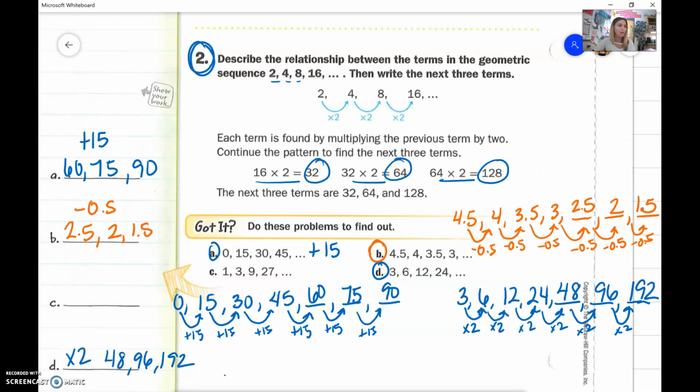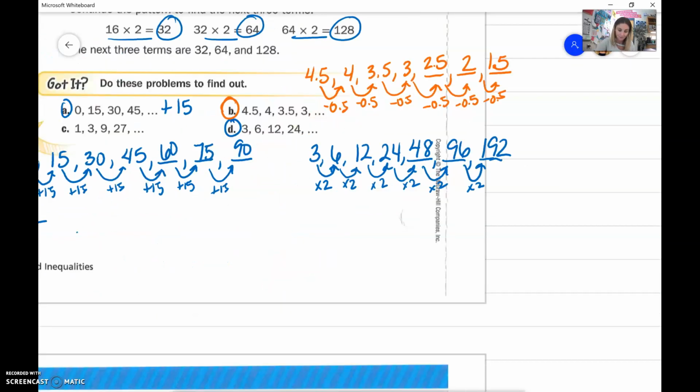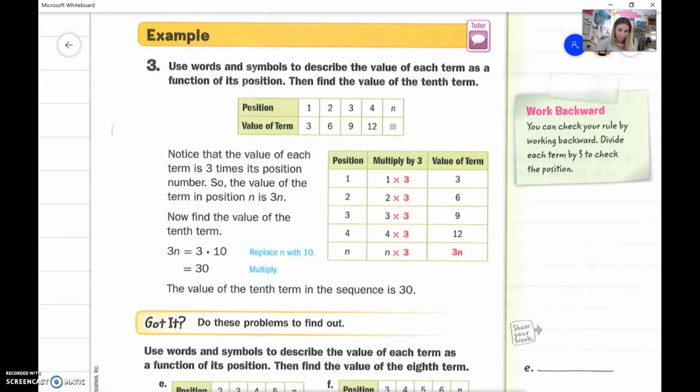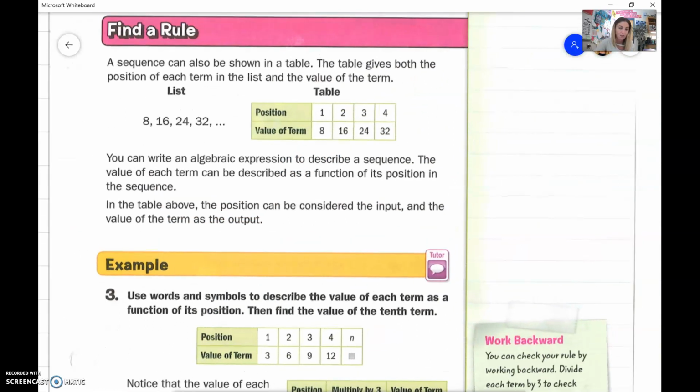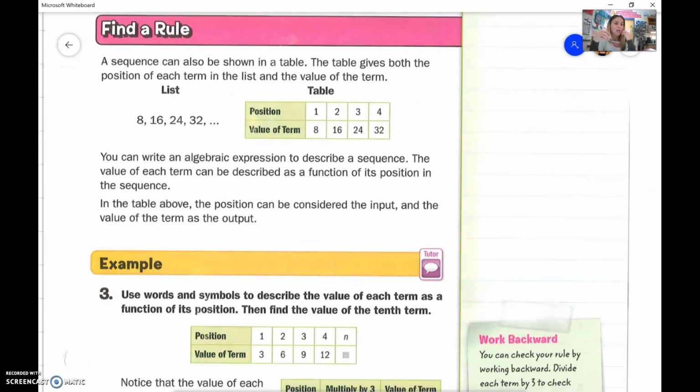Okay? All right, let's take a look at the next page, which is 589, right? That's the right way. Perfect. Okay, so now we're going to try to find the rule in the table. You're going to see it says a sequence can also be shown in a table. The table gives both positions of each term in the list and the value of the term. So notice the list, 8, 16, 24, 32. And the position, meaning 8 is the first number, 16 is the second number, 24 is the third number, and 32 is the fourth number.